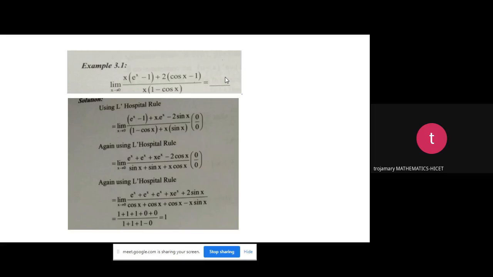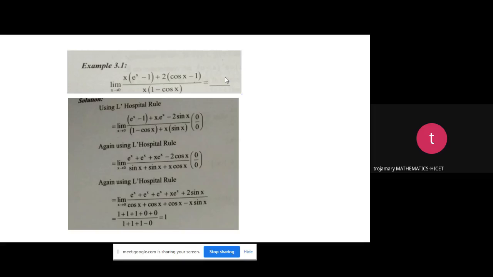Differentiating the denominator, apply the product rule. Differentiating x, we get 1 minus cos x, plus x into, if we differentiate cos x, we get minus sin x. Already we have a minus, so x into sin x. Now apply the limit. Then it also becomes an indeterminate form, 0 by 0.